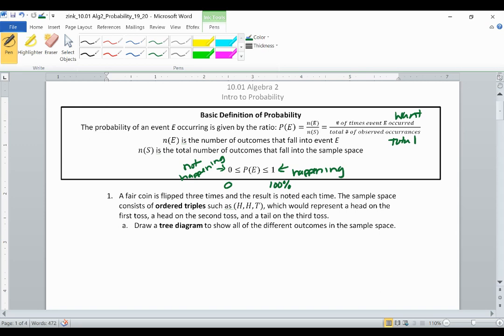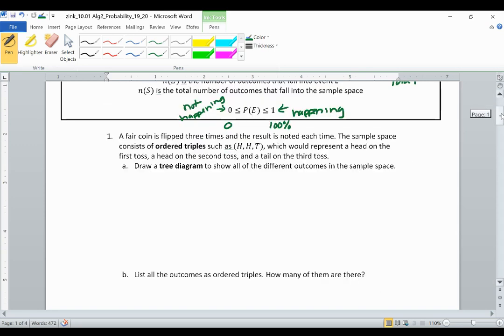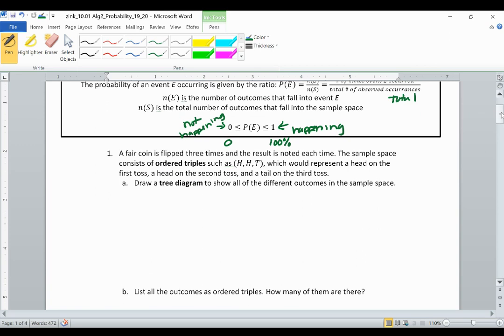Number 1 says a fair coin is flipped 3 times and the result is noted each time. The sample space consists of ordered triples, such as HHT, meaning a head on the first toss, a head on the second toss, and a tail on the third toss. Draw a tree diagram to show all of the different outcomes in the sample space.